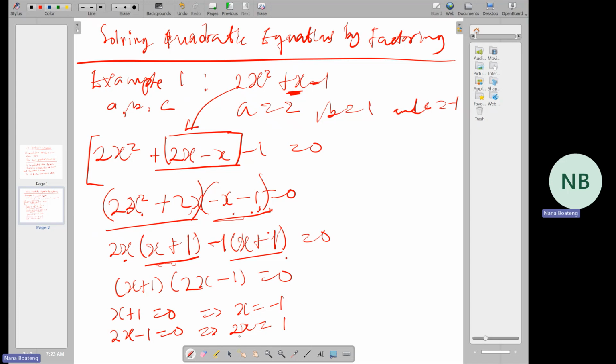And if we divide by 2 on both sides, we end up with x is equal to 1/2. Let me check again whether I made a mistake with any of the negative signs.